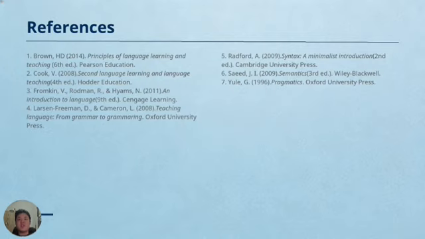So this part is my references. I use books about language, syntax, semantics, pragmatics, and language teaching.